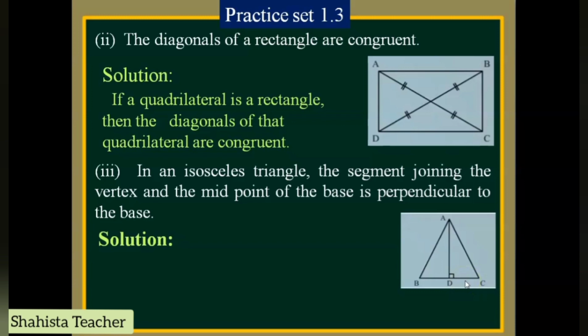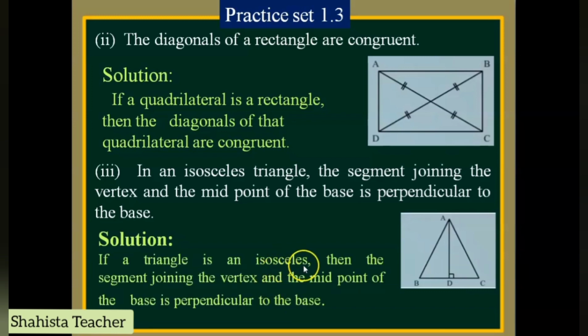So here we will write, if a triangle is isosceles, then the segment joining the vertices and the midpoint. AD is the midpoint. Then the segment is perpendicular to the base. What is that base? BC is the base. So perpendicular to BC. So here we will write the statement: if the triangle is isosceles, then the segment joining the vertices and the midpoint of the base is perpendicular to the base. Is that clear, students?